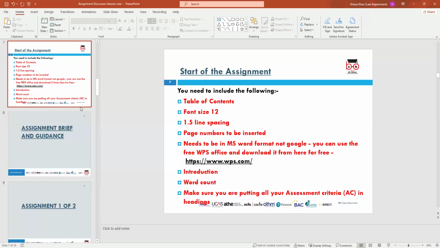Why is it important to have an introduction in all assignments? Why do you think an introduction is so important? So to introduce the assignment is really, really important.